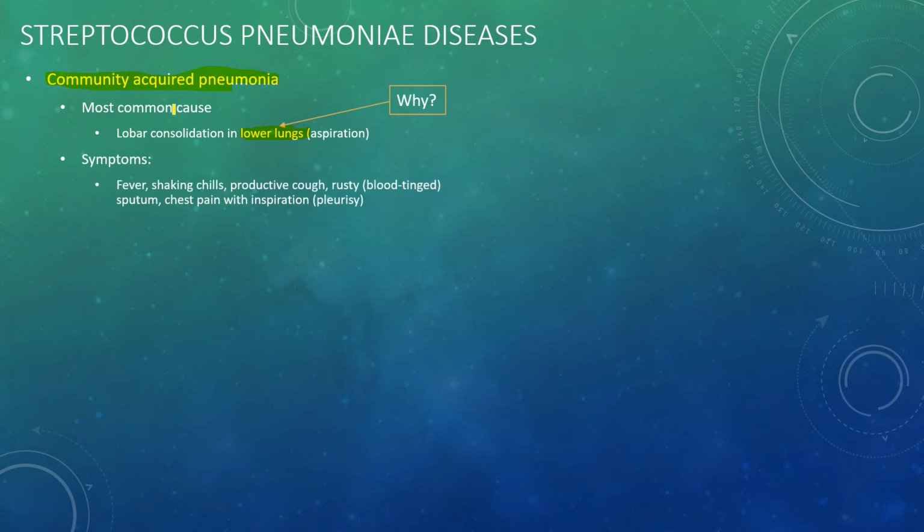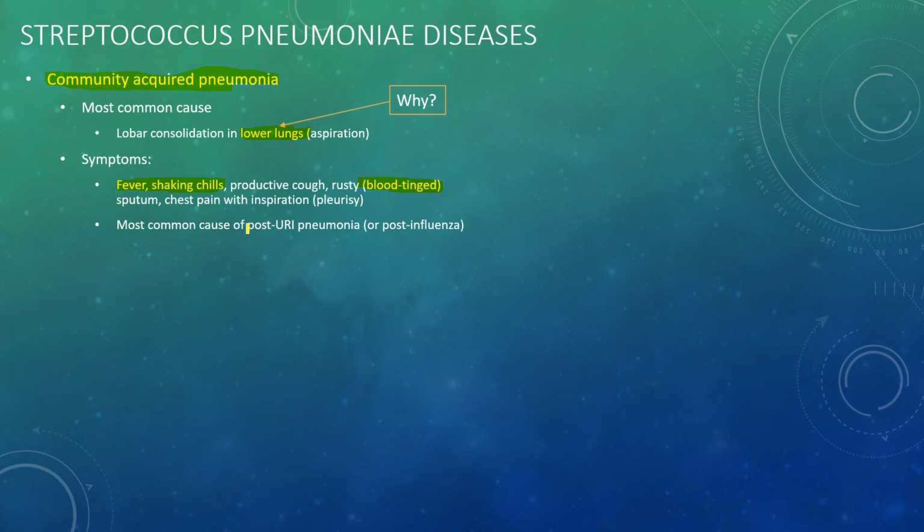Symptoms of community-acquired pneumonia caused by strep pneumo. You have fever, shaking, chills. These are key features of pneumonia caused by strep pneumo. Fever and shaking chills. You get a productive cough. Blood-tinged sputum is another classic finding. And pleurisy, also known as chest pain with inspiration.